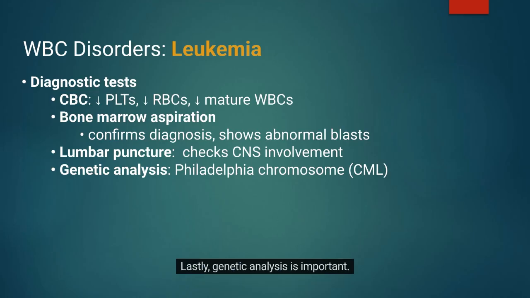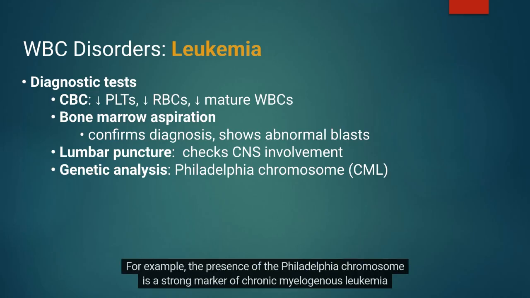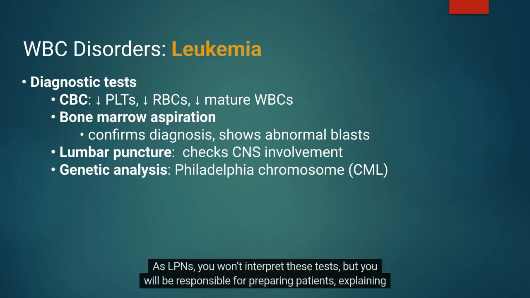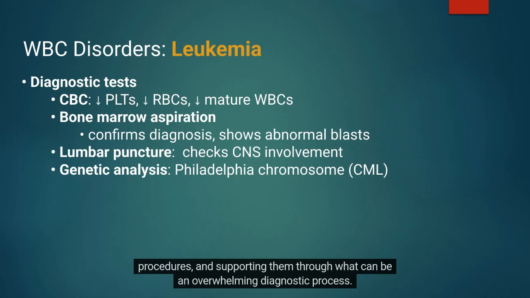Lastly, genetic analysis is important. For example, the presence of the Philadelphia chromosome is a strong marker of chronic myelogenous leukemia and guides targeted treatment with drugs like imatinib. As LPNs, you won't interpret these tests, but you will be responsible for preparing patients, explaining procedures, and supporting them through what can be an overwhelming diagnostic process.